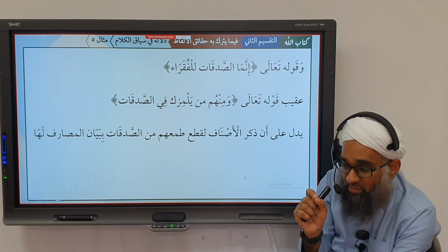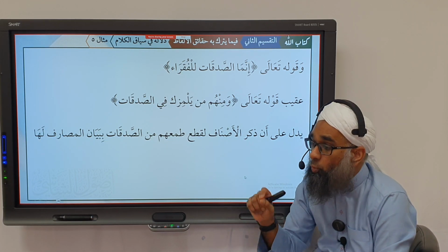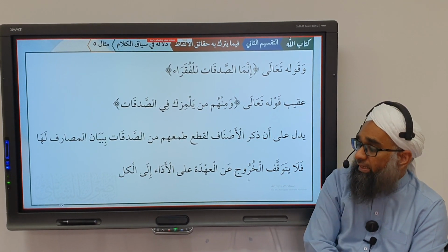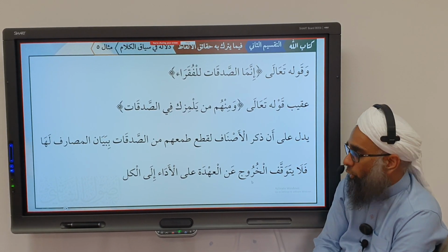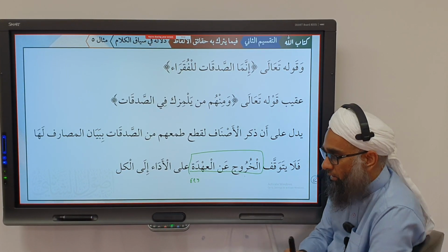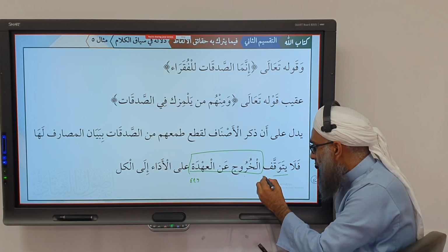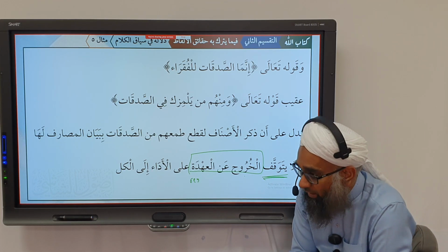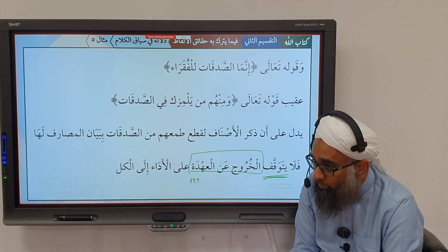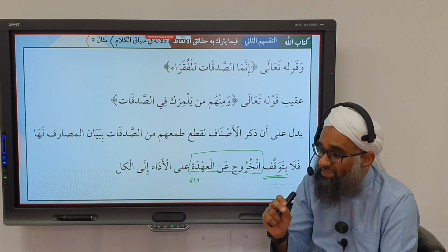So by mentioning these asnaf, the goal is not to tell us, give everyone. The goal is to tell us who is entitled, not entitled. So the siyaq al-Kalam changes the meaning. فَلَا يَتَوَقَّفُ الْخُرُوجُ عَنِ الْعُهْدَةِ. Uhda means responsibility. Yes? To be absolved of your responsibility. Al-khuruju anil uhda. So to be absolved of your responsibility is not dependent on giving every single group. Fuqara, masakin, al-mu'allafati al-qulub. Fahimt? So even the zahir may denote that, but the siyaq tells us that the majazi meaning is intended.